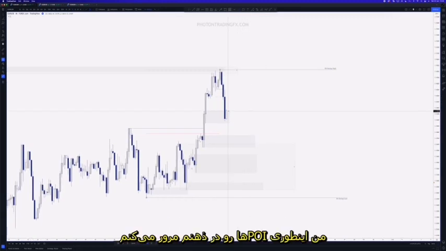Cool. So that's the way I would be summing up those POIs in my head coming into the week. So that's the demand zones. Let's look at the supply zones.